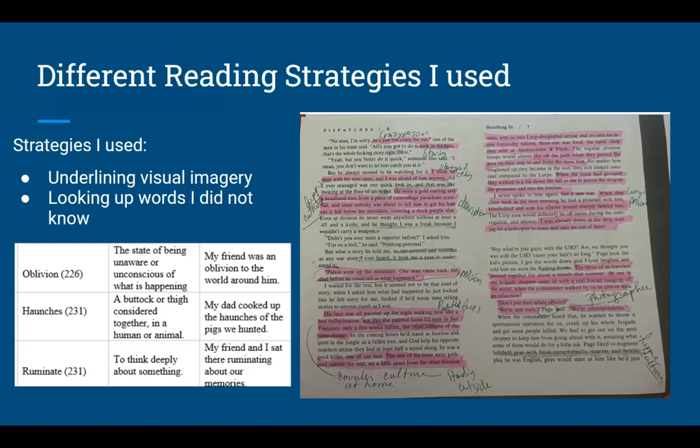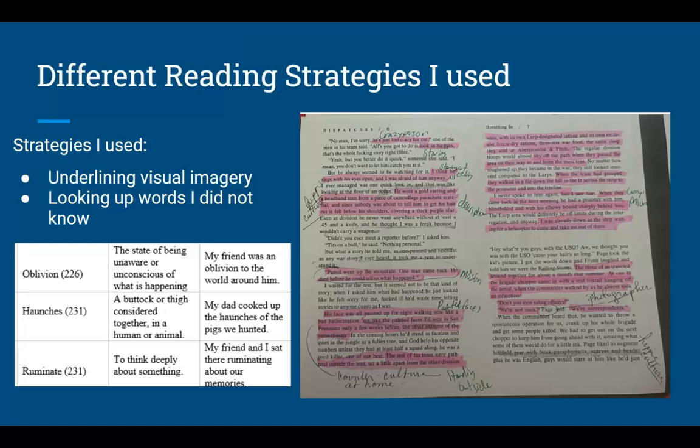Up next are the different reading strategies that I used throughout this semester to help enhance my understanding of what I was reading. In the beginning of the year, we were asked to come up with these strategies, and the two I came up with were underlining imagery and looking up words I did not understand. The picture on the right shows examples of the underlining imagery I used in the short story, Dispatches, that we read around the middle of the semester.